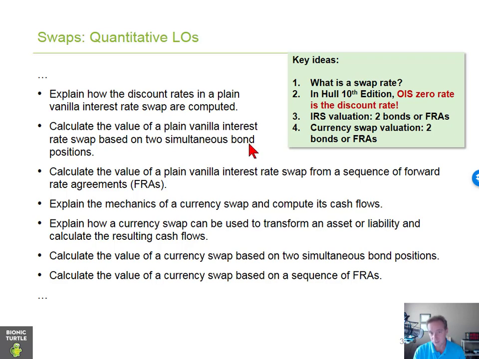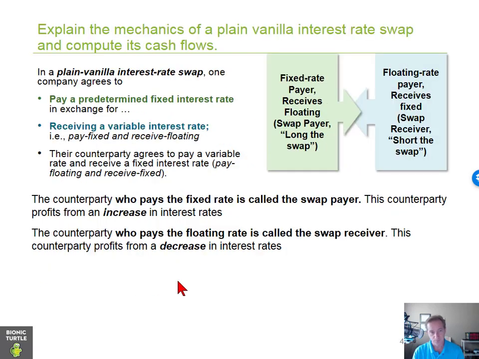Third, we do need to be somewhat proficient with interest rate swap valuation. And we can look at this in two ways, as two bonds or as a series of forward rate agreements. And then we do want to be able to do that with a currency swap as well, valuation. So those are the key ideas. Try to make that a little more efficient, because you can see here in this chapter, in terms of quantitative learning objectives, we do have quite a few quantitative verbs. Calculate, calculate, calculate, calculate.